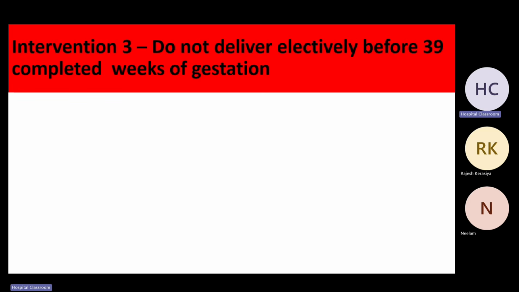Then coming to the third intervention, which is a very interesting one. If you read it, it is: do not deliver the child electively before 39 completed weeks of gestation. Okay. Now, what happens is, nowadays there is a trend that every mother wants a painless pregnancy, right? No one wants to go for a normal labor. Everyone wants this.